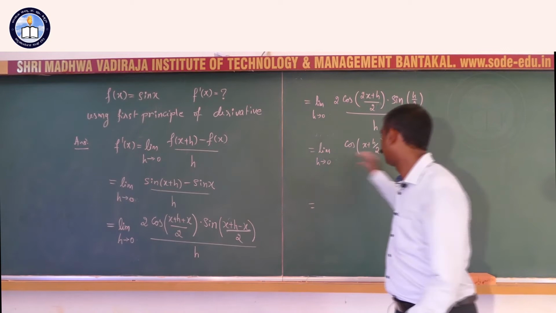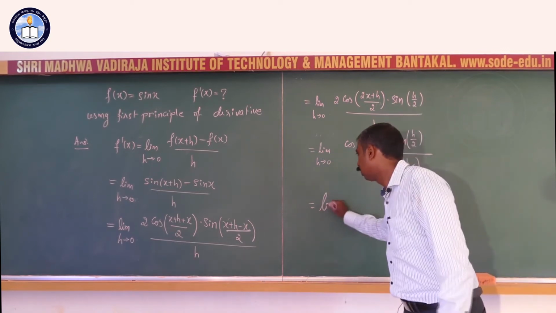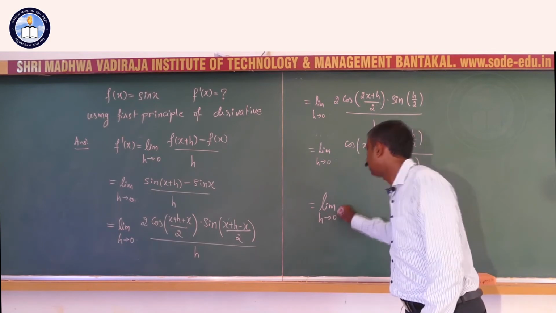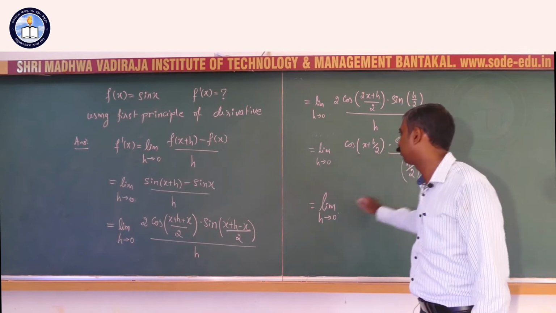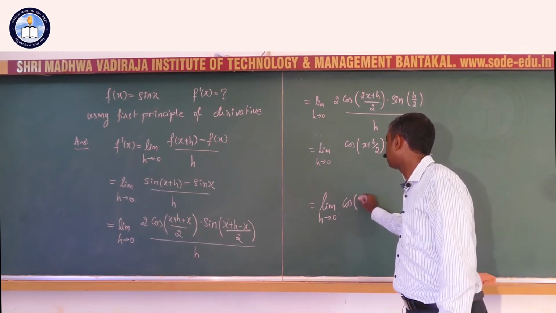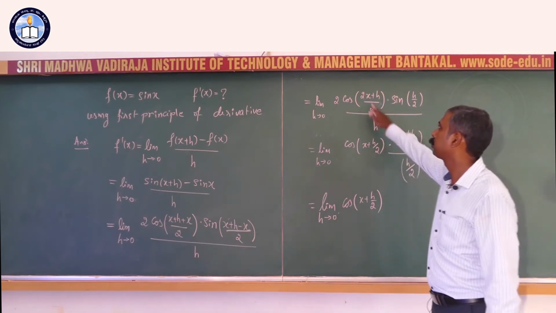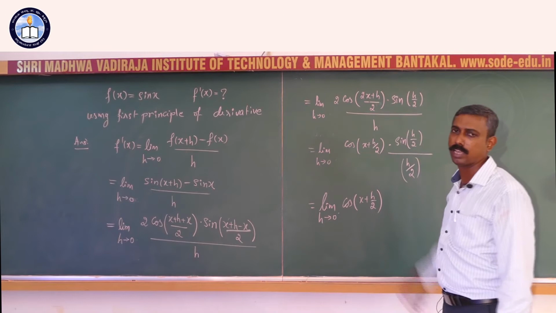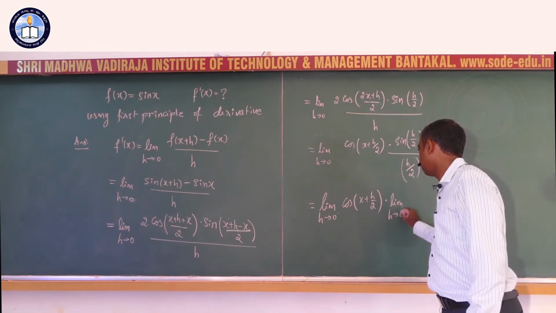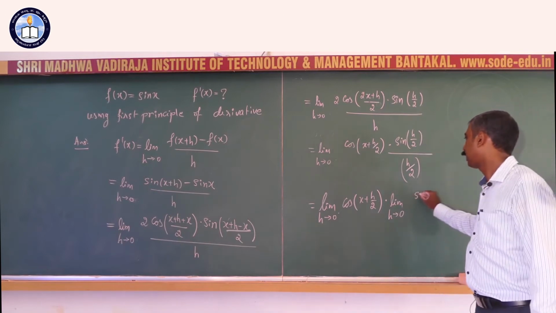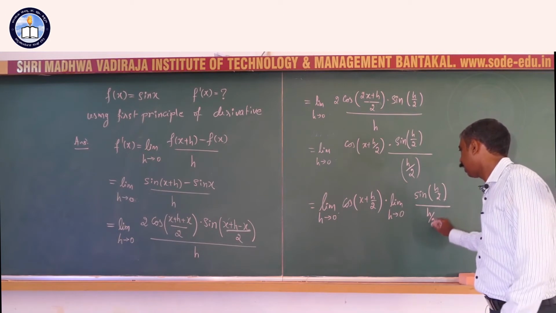So, we will split the limit by the algebra of limits. Limit h tends to 0: instead of calculating the whole limit, we can consider the limit of this into the limit of this. So, this becomes limit of cos of x plus h by 2, because the 2 cancels, into limit h tends to 0 of sin of h by 2 whole divided by h by 2.